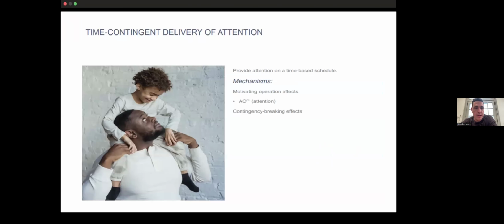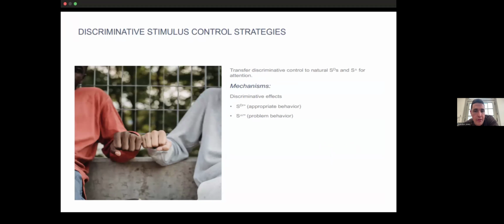Time contingent delivery of attention. This kind of goes without saying, especially on a time-based schedule. Even every 15 minutes, you're going to give them quality attention, go over, spend some time next to them, engage with them in an activity, and this may be able to abolish the need for positive reinforcement from other people. And this goes for any of us too. You just go up to somebody, hey, how are you doing? What's new? And they won't have to engage in the maladaptive behavior.